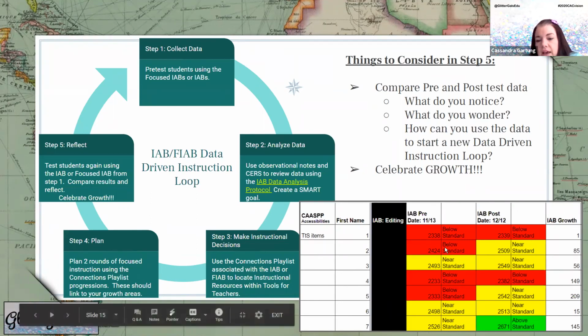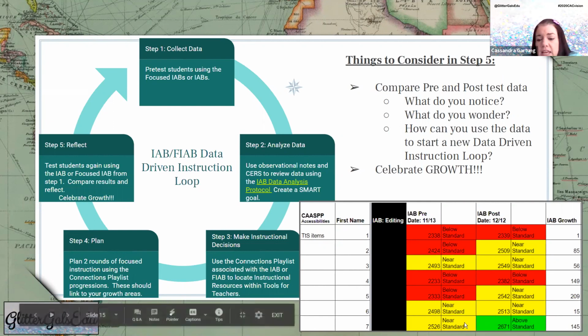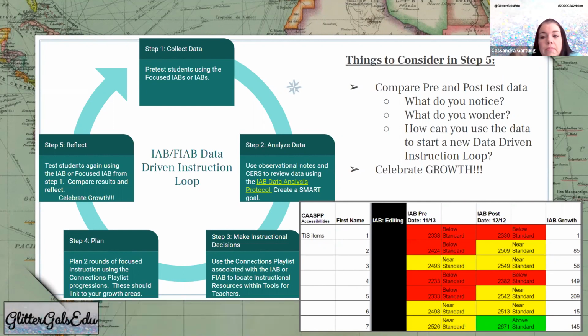As you can see here, we did have some students move bands, from below to near standard, and even from near to above. And I told them, awesome, you guys are moving bands, you're moving up a color. And I always kept reiterating, I want to see your growth. Can you grow? Because especially when we're looking at the California Dashboard, it's comparing us against us. It's not comparing us against any other school or school district. It's comparing us against us. So can we show that growth?